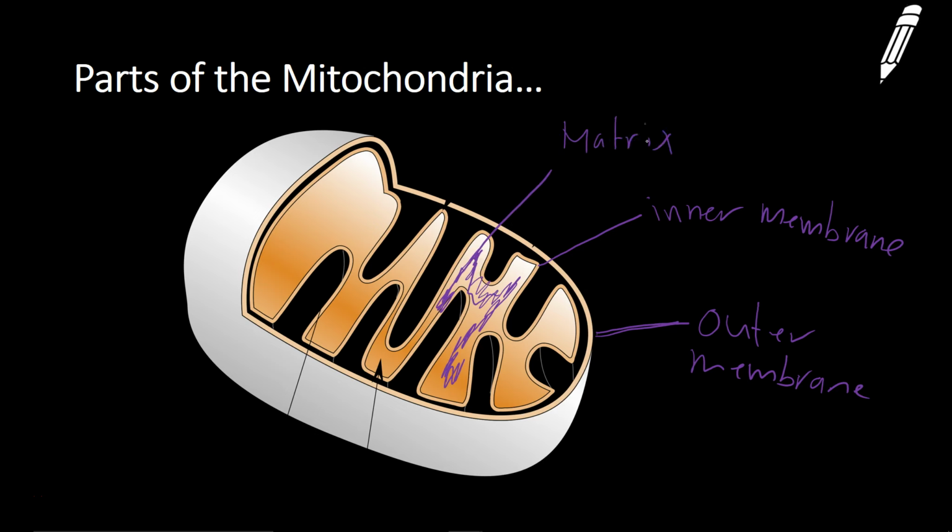So these are the basic parts of the mitochondria that we need to know. The outer membrane, we have the inner membrane, and lastly we have this fluid inside that is the matrix. Go ahead and give that part a quick sketch in your notebooks.